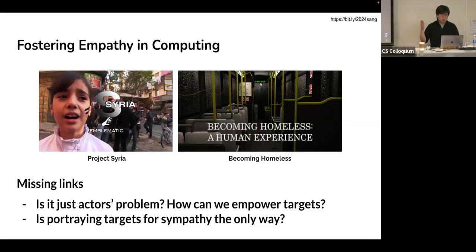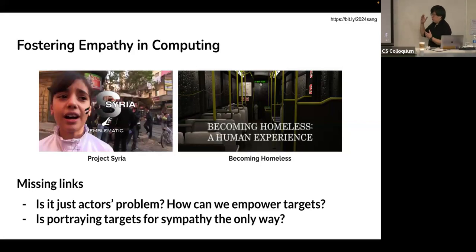For example, Project Syria is immersive content where you can experience how it feels to live in that situation. There's another project at Stanford University where you can experience how a person can become homeless, from the moment you cannot pay your bills and get evicted from your apartment, then you have to sleep on the street, and people on the bus stay away from you. These are some of the approaches that have been happening in computing.